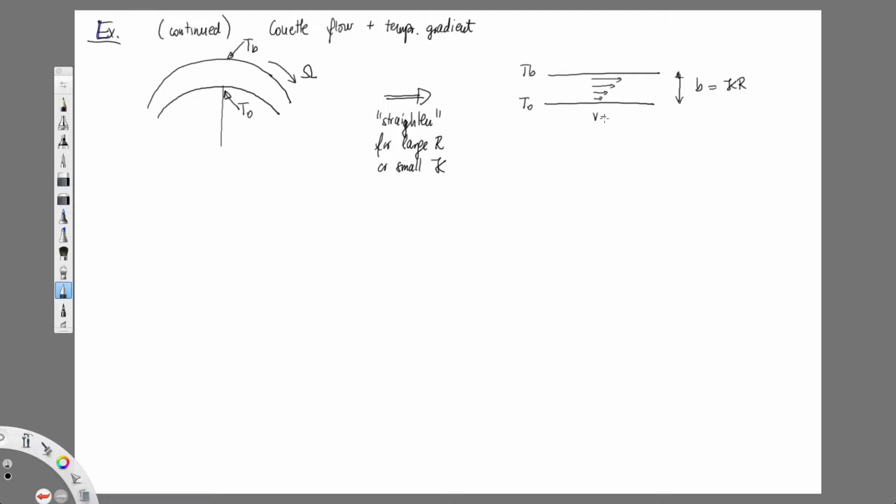So V is equal to 0 on the inner cylinder, and V is equal to omega R on the outer cylinder. I'm not calling this V theta anymore. In my straightened coordinate system, this is X, this is Z, so this is my Vx. So my Vx is essentially omega R X over B.